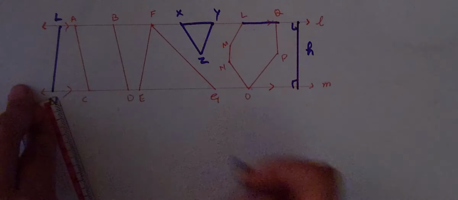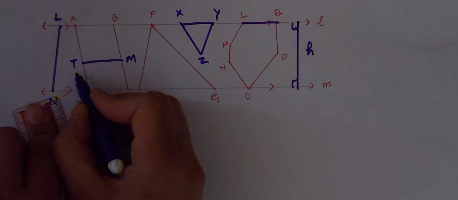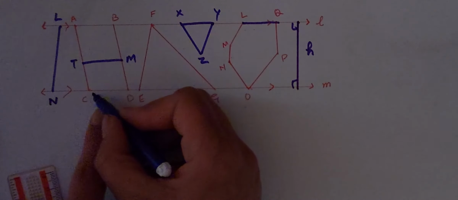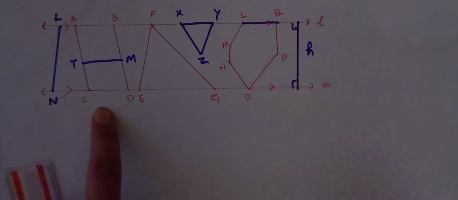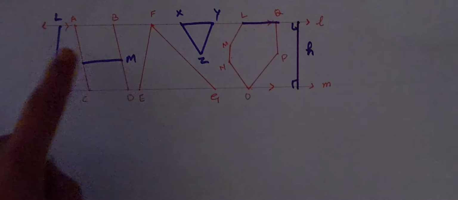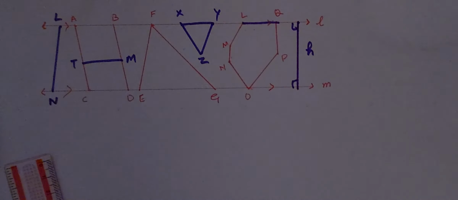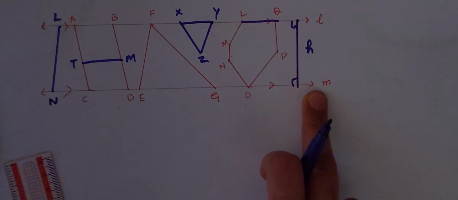Okay, the parallelogram TMDC. Its base is CD, but its height is not H. So these two parallelograms ABDC and TMDC have the same base but not the same height. Please understand what I mean by the height being the same when the figures lie between the same parallels. So all of them have the same height.